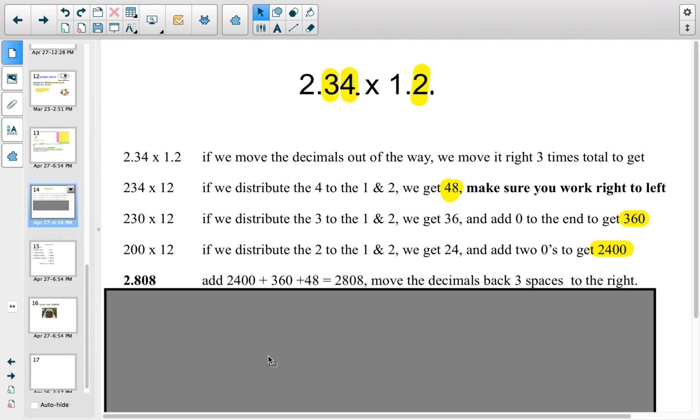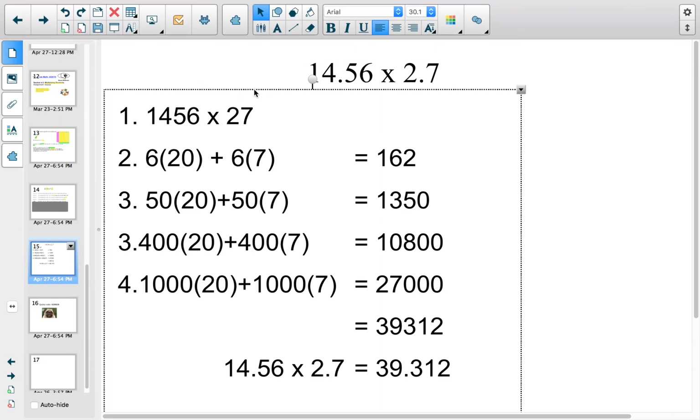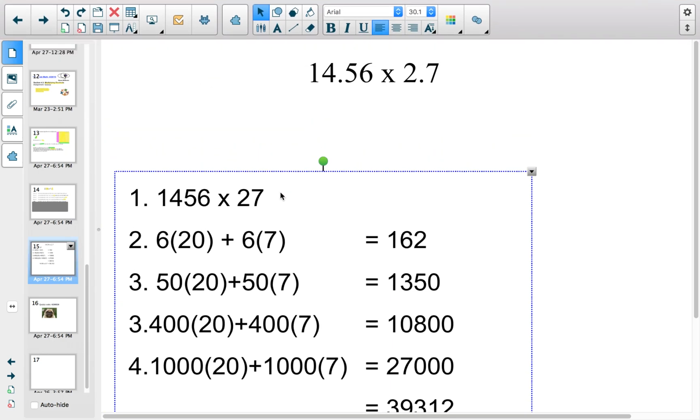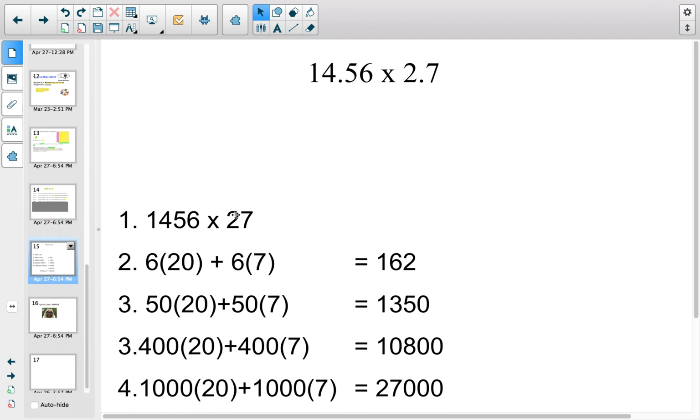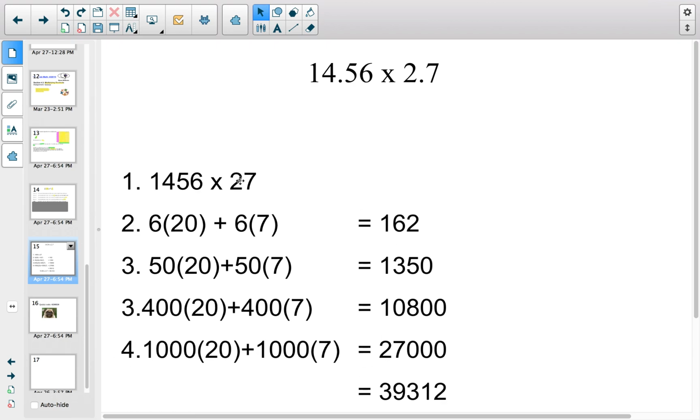We would get 2,808. Now we move the decimal 3 spots back, because we moved it 3 spots to the right. We need to move it 3 spots to the left, and we would get 2.808, and that is your answer. Now I want you guys to try this problem on your own. Follow along if you need to, but try to do it using the standard algorithm as you've learned. Pause the video, work, and I'll explain.